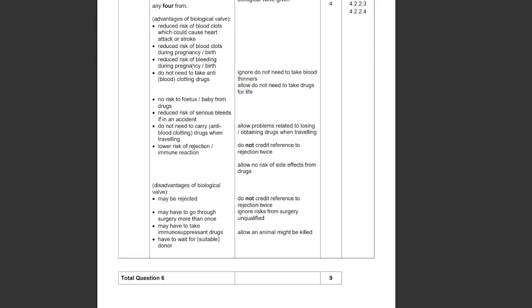Advantages and disadvantages. So as you can clearly see, advantages of biological valves: reduced risk of blood clots, which can cause a heart attack or a stroke. Reduced risk of blood clots during pregnancy. Less risk of bleeding during pregnancy. Do not have to take the anti-clotting drugs. No risk to the fetus. Reduced risk of serious bleeds if there's an accident. Do not have to carry the drugs when traveling. Lower risk of rejection or immune reaction. Disadvantages: it may be rejected, may have to go through more than one surgery, may have to take immunosuppressant drugs to control the white blood cells, may have to wait for a suitable donor.